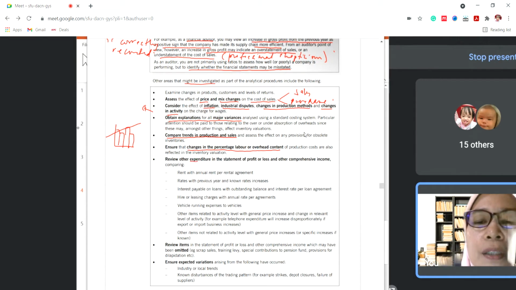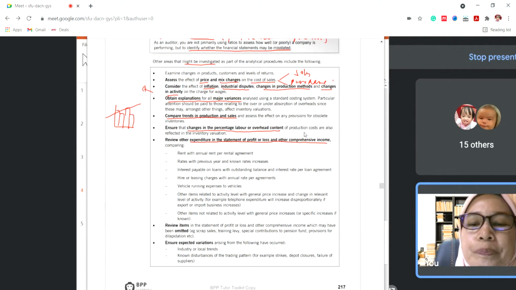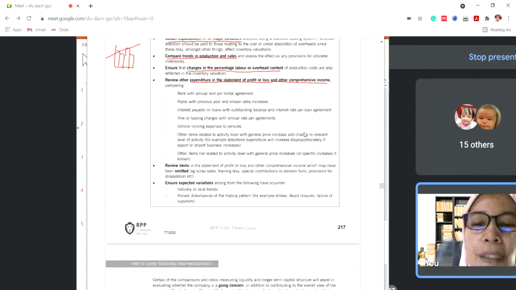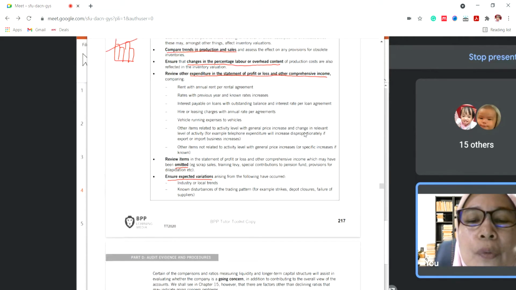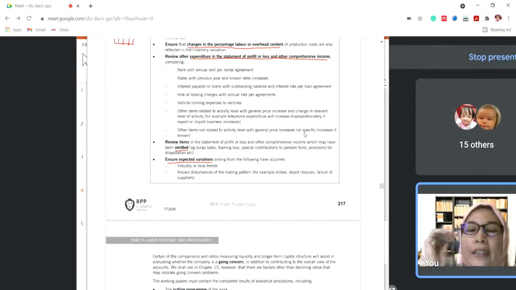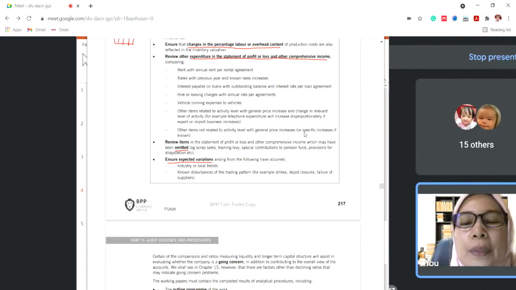Review other expenditure in the statement of profit or loss and other comprehensive income. Okay, and then review the items in the support also. You will see any omitted items and ensure the expected variation arising from the following have occurred in terms of industry or local trend or non-disturbances of the trading pattern.